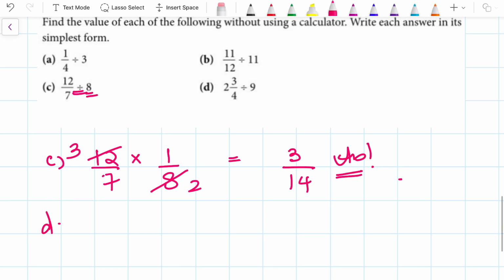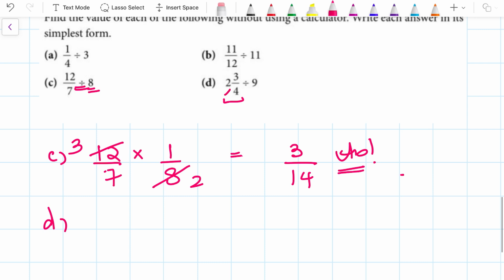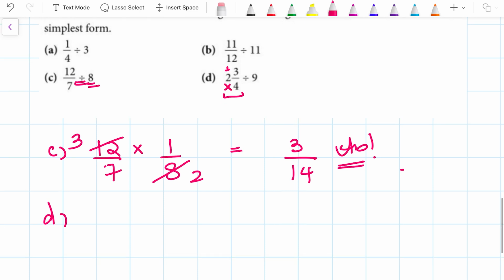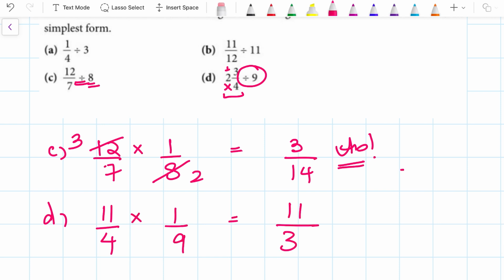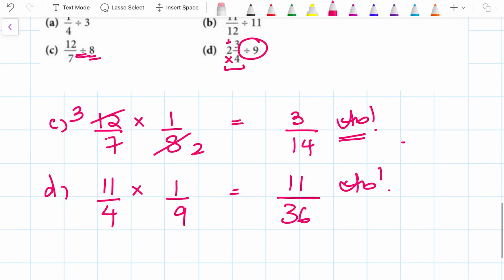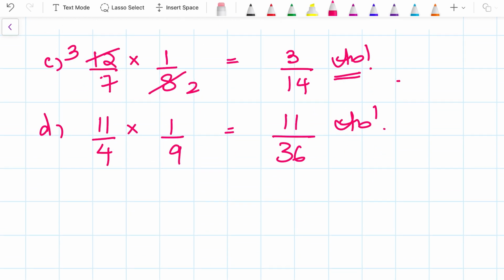Let's do the D part. Change it into an improper fraction. 4 multiplied by 2, 8 plus 3 is 11 upon 4. Multiply by 1 upon 9. Now this cannot be simplified any further, so it becomes 11 upon 36 as my answer. If a fraction is a proper fraction, you just leave it like that. If it's an improper fraction, you can change it into a mixed fraction.